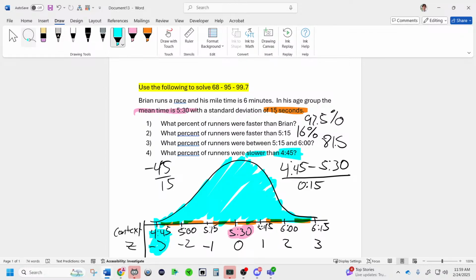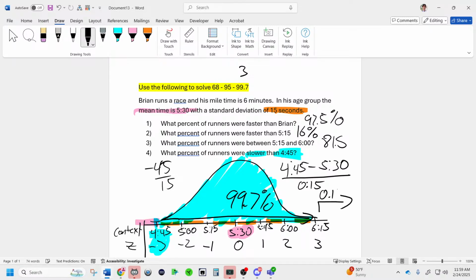We need a big number, right? It's going to be a lot of the area. So this is the area we're not using. And we have 99.7 because that is the number associated with 3 up here. And that leaves 0.15, or yeah, there we go, 0.15 on the outside there and 0.15 on the outside here.